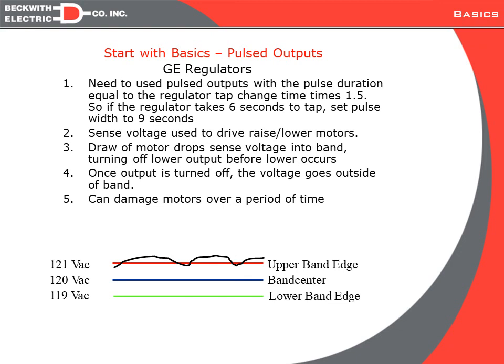So the rule of thumb is if we're going to use a pulsed output, we want to place the regulator in manual. We want to time the amount of time it physically takes to do a tap. We want to multiply that time by approximately 1.5 to 1.75, and then that's the setting we're going to put in. And in that case, that would correct this problem with the GE regulators. So we currently recommend going with a pulse setting for everything, but we definitely recommend going with a pulsed output setting for the GE regulators.